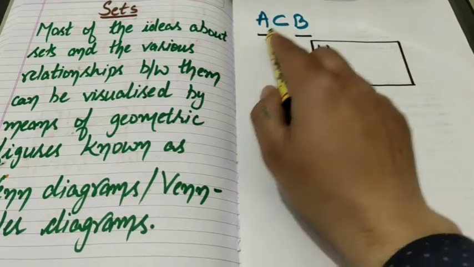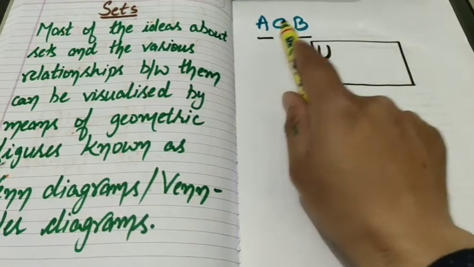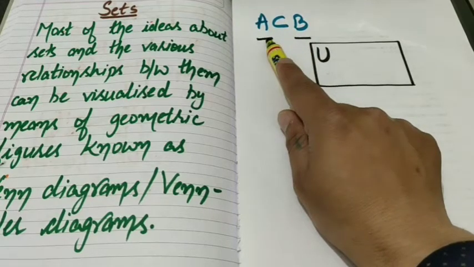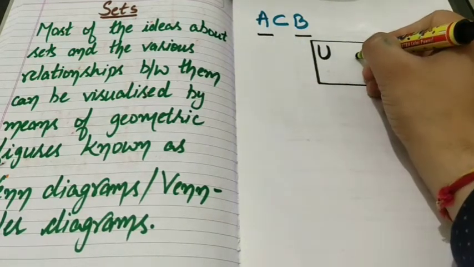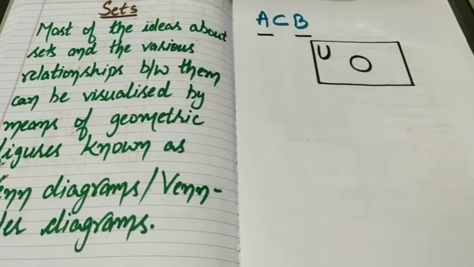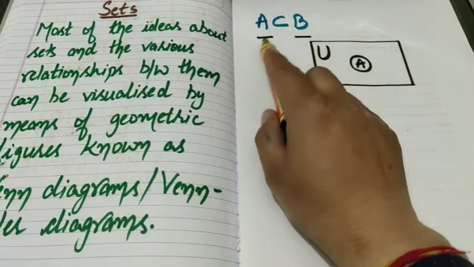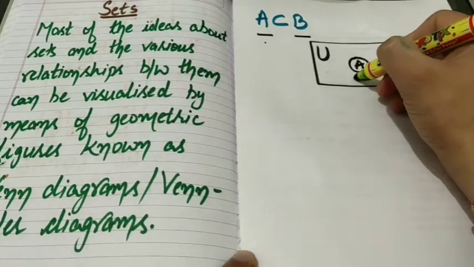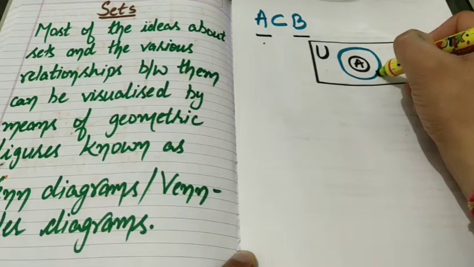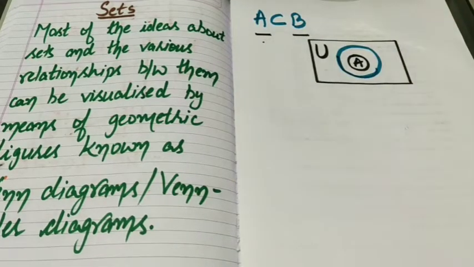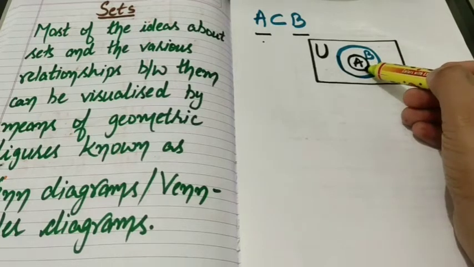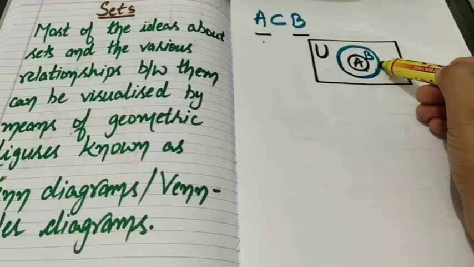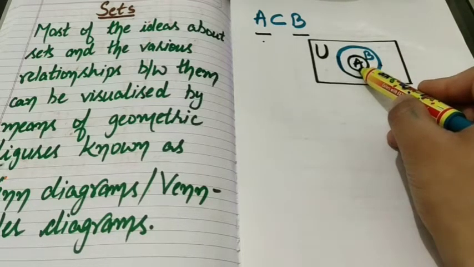Since the condition is A is a subset of B, it means that all the elements of set A are also present in set B. Means set A is present within set B. So if this closed curve represents set A, and as per the condition all the elements of set A are present in set B, set B is represented in such a way that it will include all the elements of set A. Means set A is present within set B. This inner closed curve represents set A and this outer closed curve represents set B, and the condition is set A is a subset of set B.